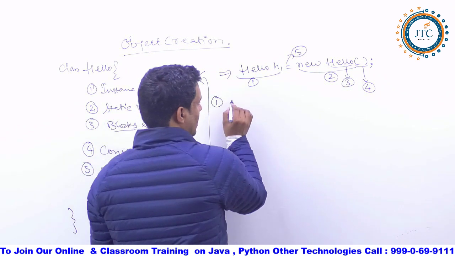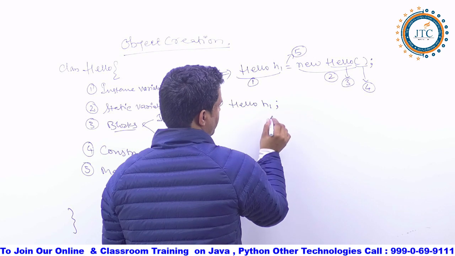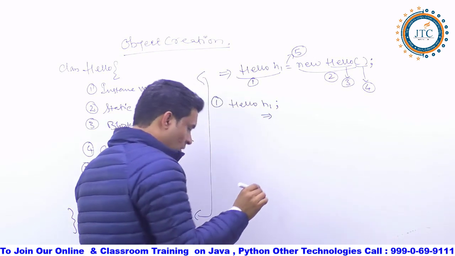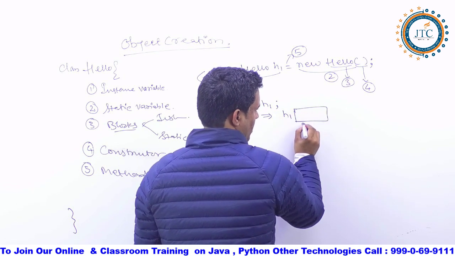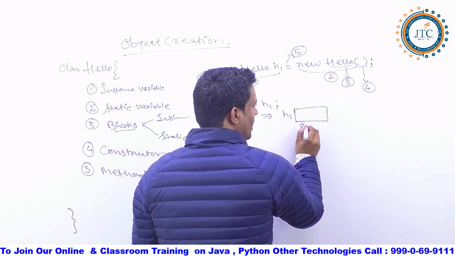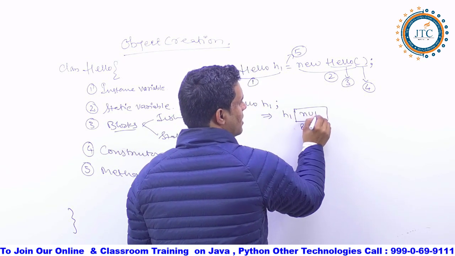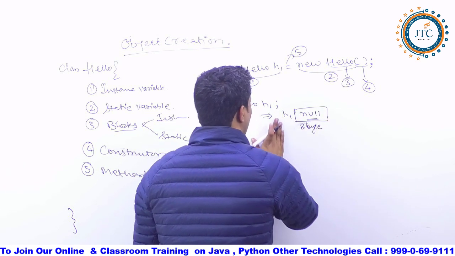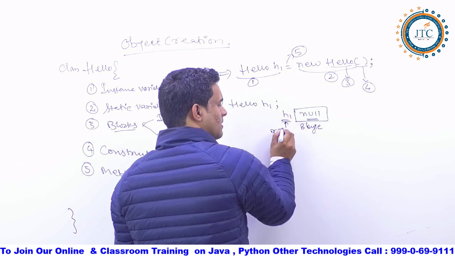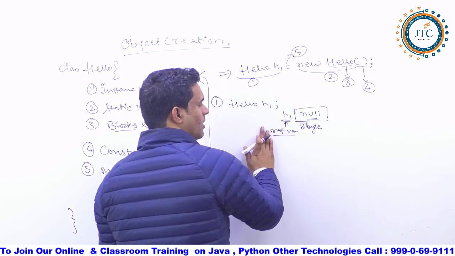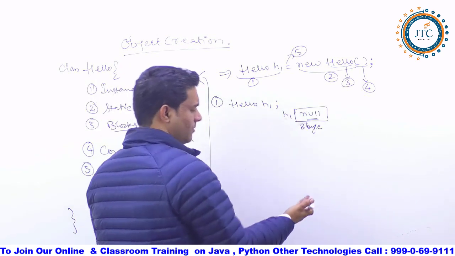So when I am writing Hello h1, what is h1? It allocates 8 bytes of memory, and inside this null is assigned. I have already explained that. And why 8 bytes? Because this is a reference variable. h1 is the reference variable here, correct?